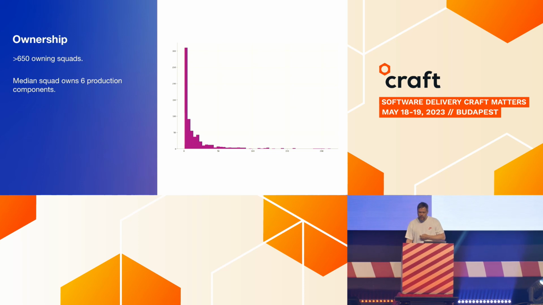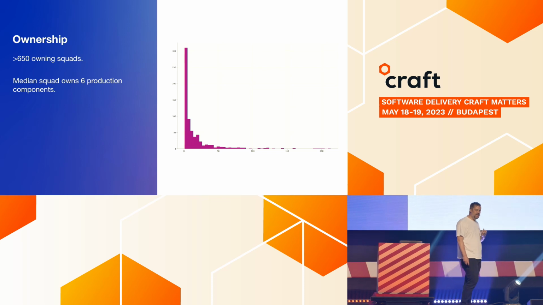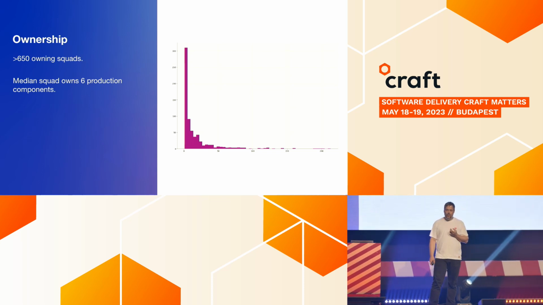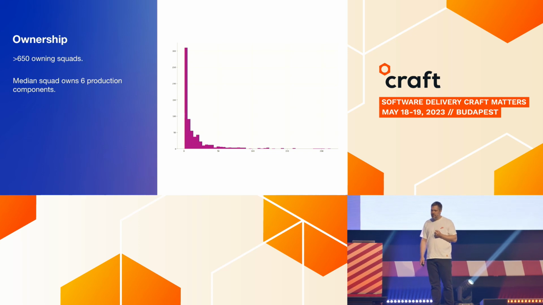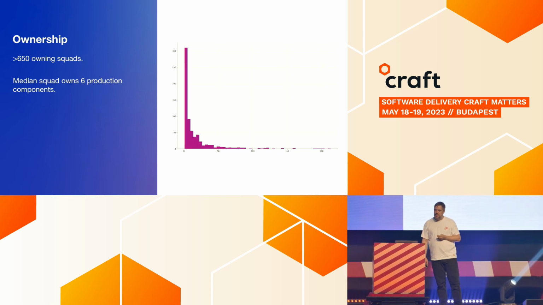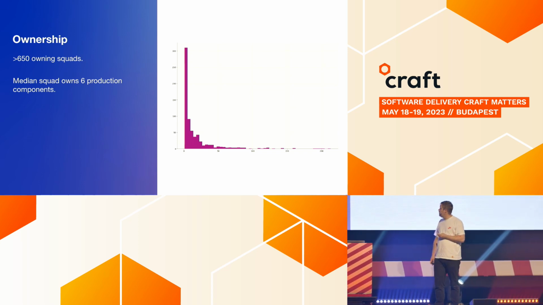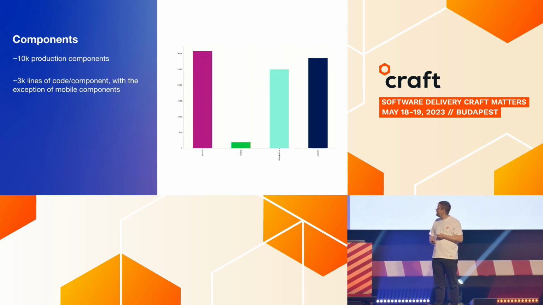I mentioned that we have a pretty strong notion of ownership. Every component is owned by a squad and only one squad. That's very important to us because for a lot of the run incidents and many other aspects, we need to be able to know who the owner is for this particular component. And I mentioned we have a little bit north of 600 squads, and on average they own around 6 components.